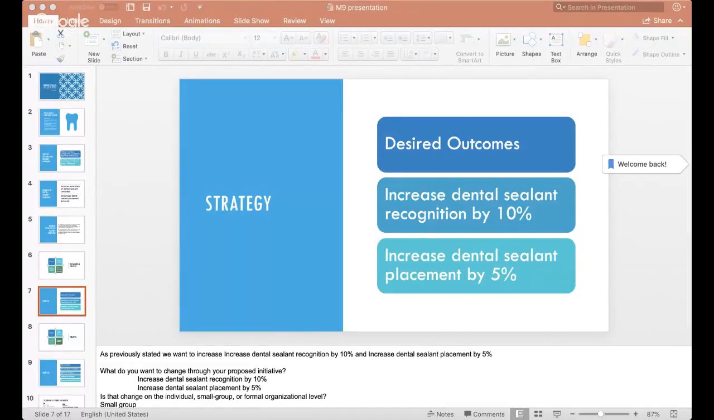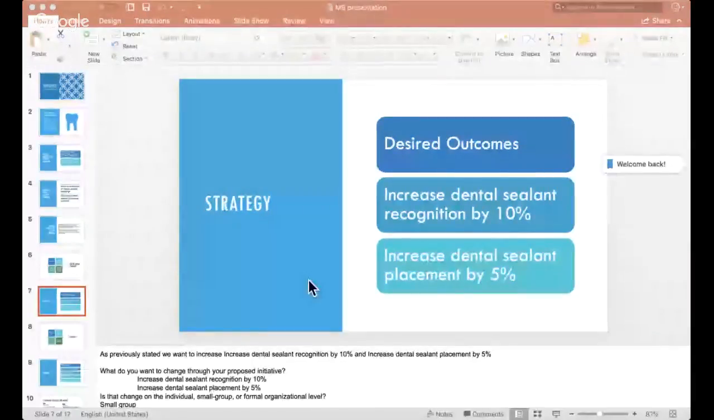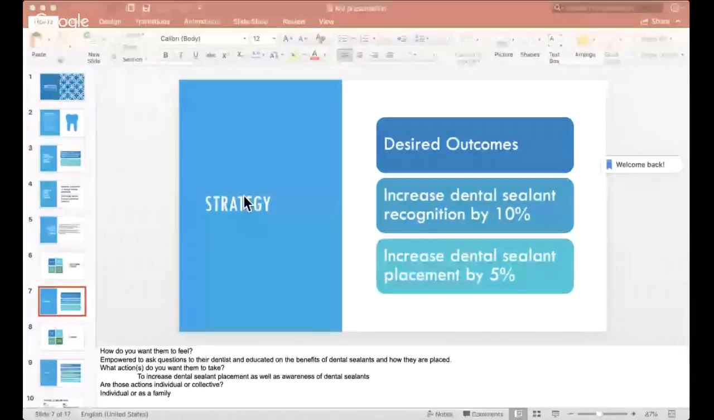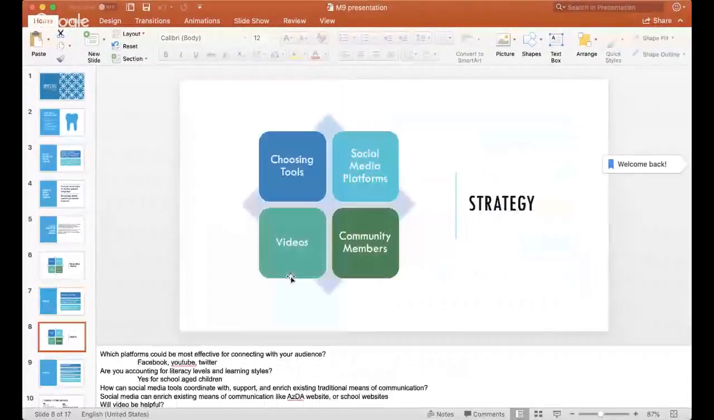And mostly this is not through organizations. It's mostly individuals and small groups that we really want to bring about this change. And the main thing is just to increase the placement and awareness of dental sealants. And this could be individuals or it could be families. And that's exactly what we're going for.